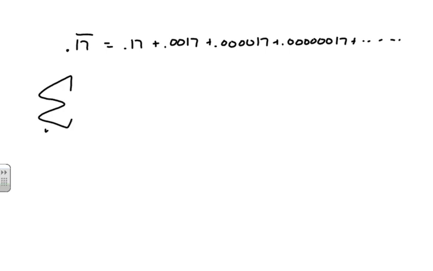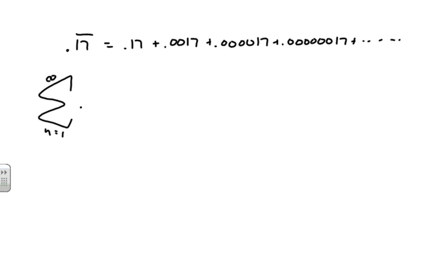0.17 plus 0.0017 plus 0.000017 plus 0.00000017, and so on and so forth, goes to infinity. Well, this is once again a geometric series because it's a repeating decimal. We are going to start when n equals 1, going to infinity.